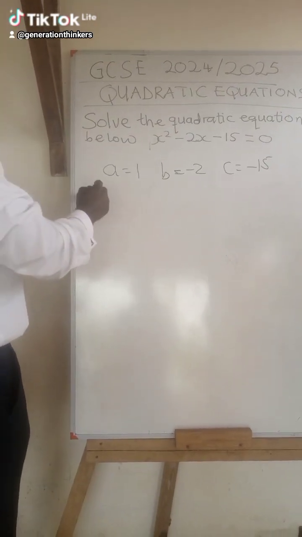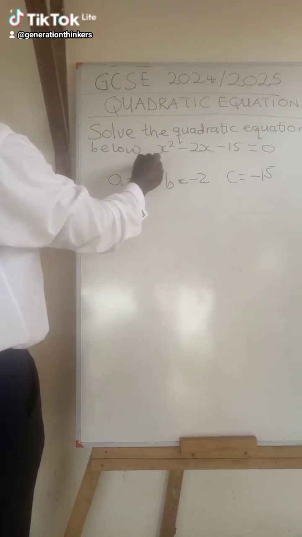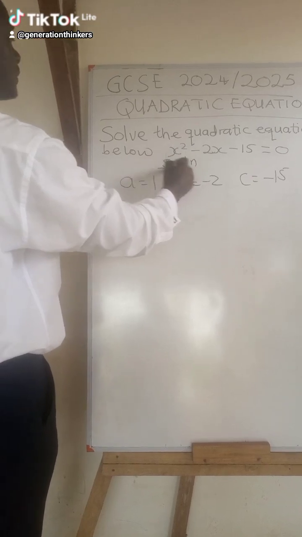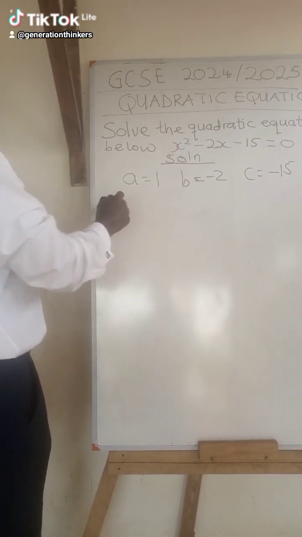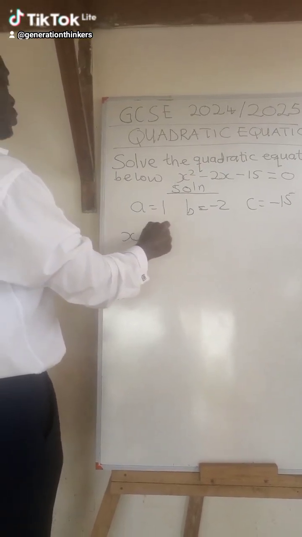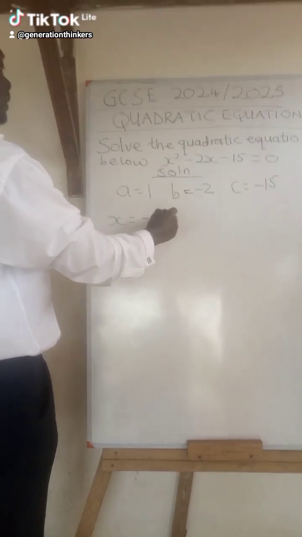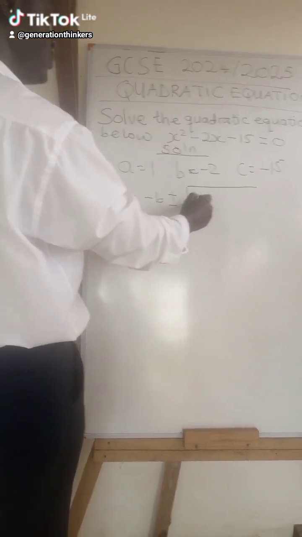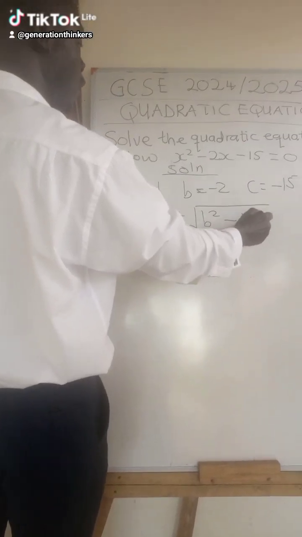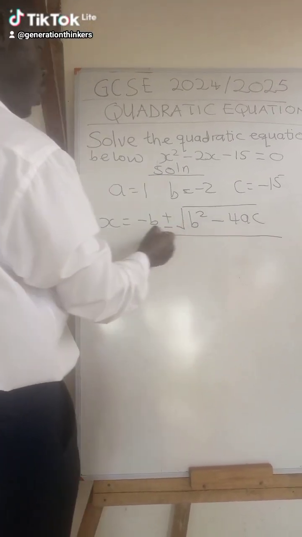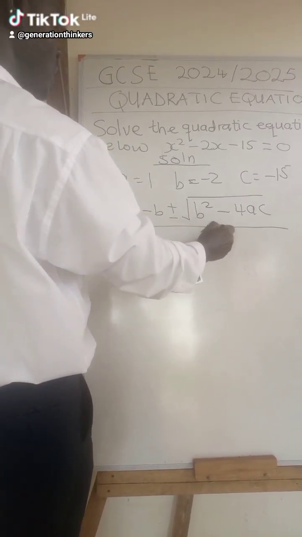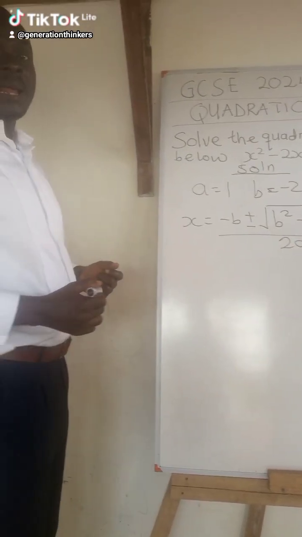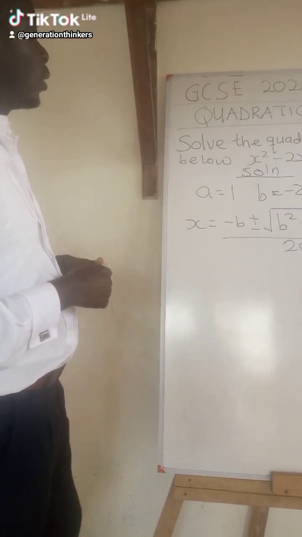Now using our formula, you can write x is equal to minus b plus or minus the square root of b squared minus 4ac, all over 2a. So this is the quadratic formula that we use to solve the question on the board.